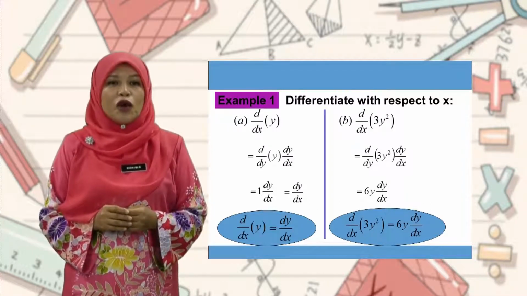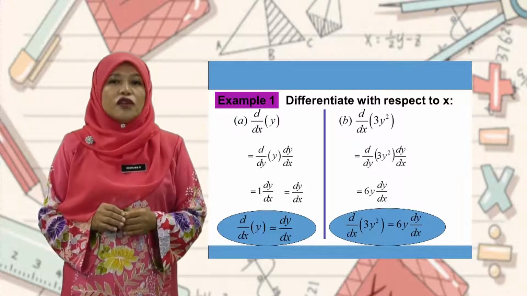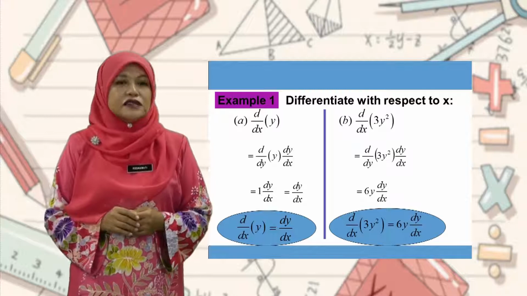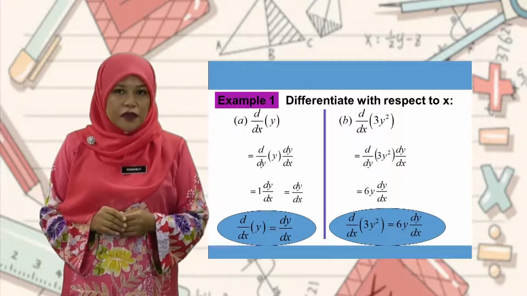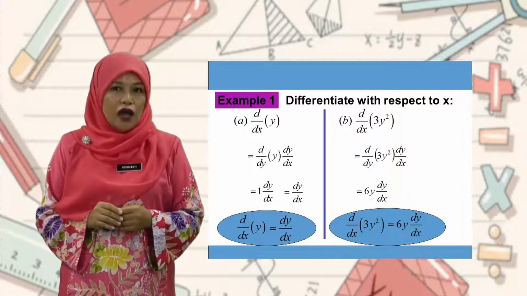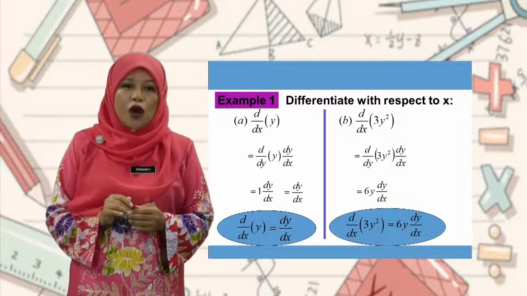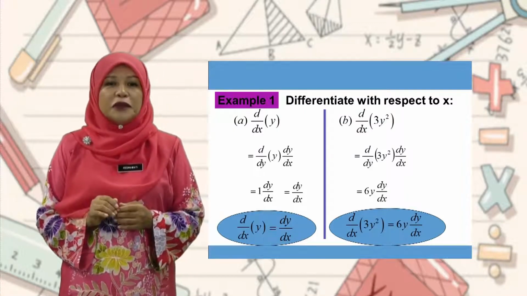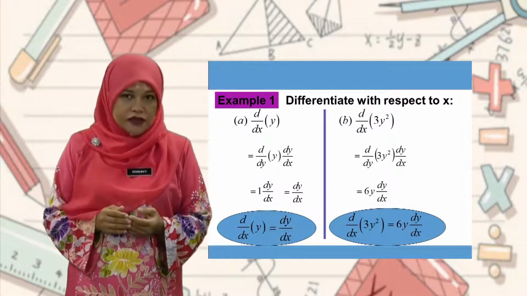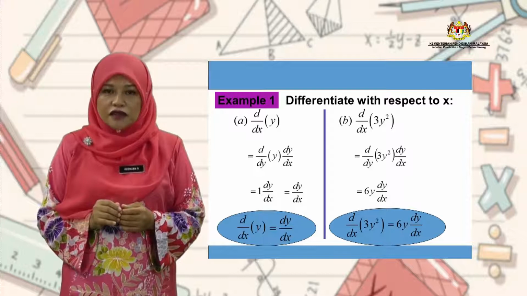I put example 1 here. We want to differentiate the equation with respect to x. The first example, A. We want to differentiate y. So when we want to differentiate y, we must differentiate the y with respect to y first, which is equal to 1. Then we need to multiply it with dy dx. Hence, the answer will be dy dx.